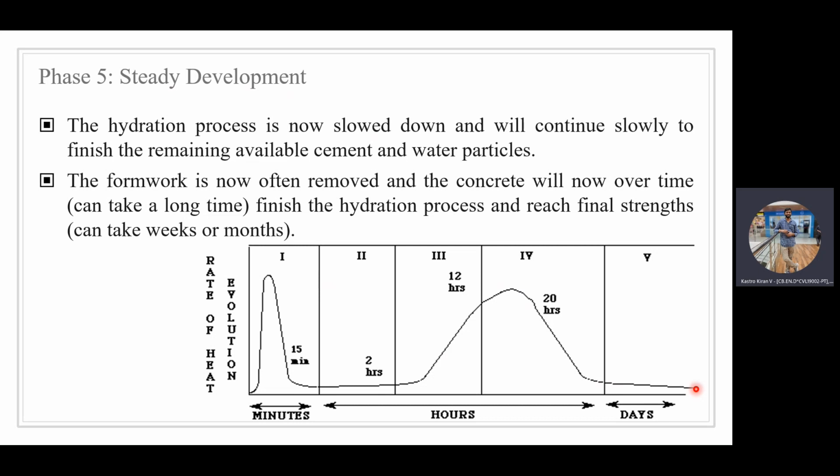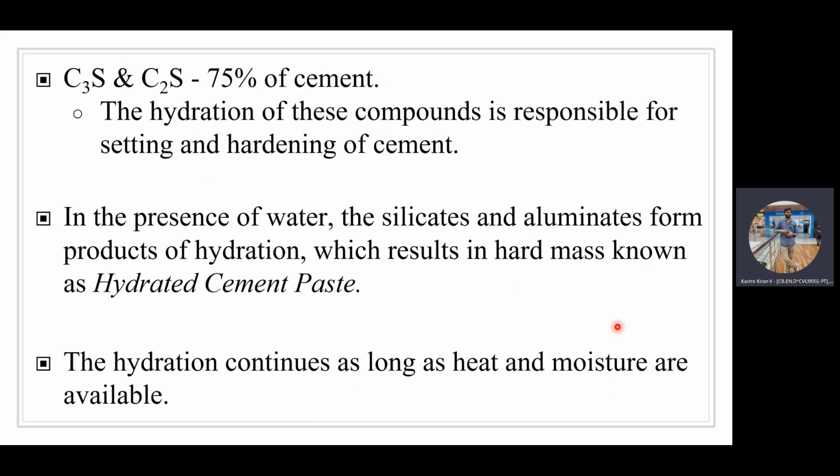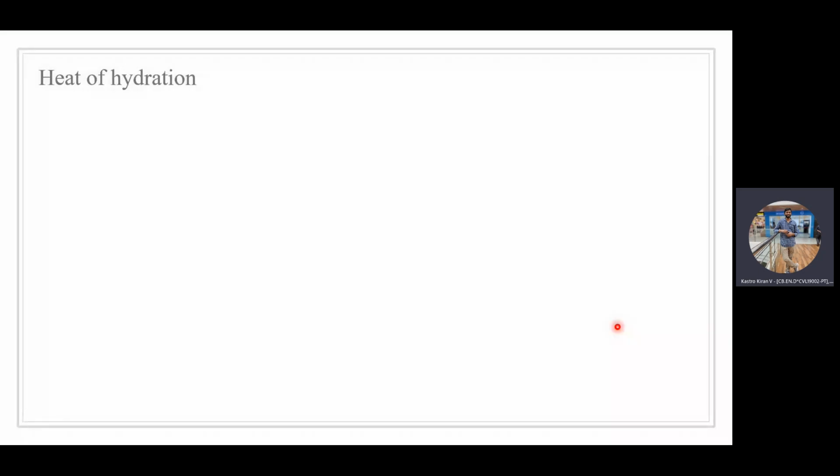Now we have understood the hydration process. Now let's understand what chemical reactions take place in all these 5 phases. In order to understand the chemical reactions of the products, we need to understand the terminology called heat of hydration. What is heat of hydration? Before that, let us understand what hydration is.